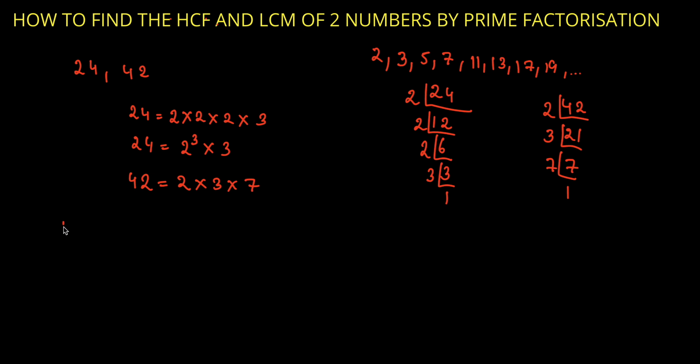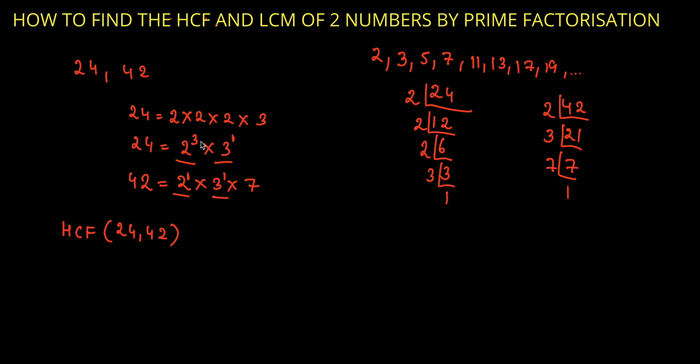Now how do we find the HCF of these two numbers? So HCF of 24 and 42. We look at the prime factorization. We have 2 cube into 3 for 24 and 2 into 3 into 7 for 42. We look at the numbers having the common base. So we have 2 and 2 here, 3 and 3 here. The power over here in 42 is 2 to the power 1 and 3 to the power 1. Same with the power here as well as 1.